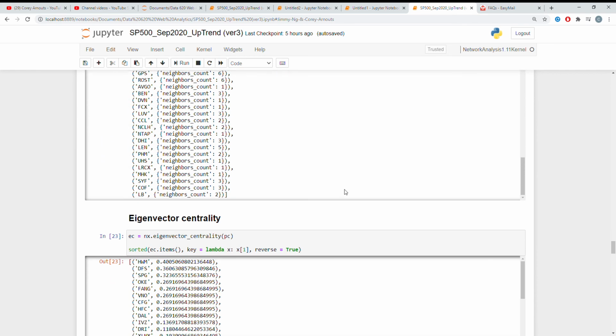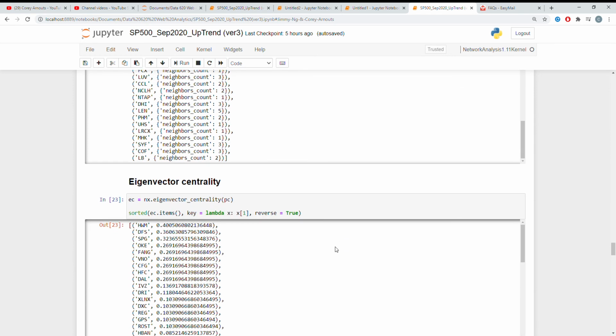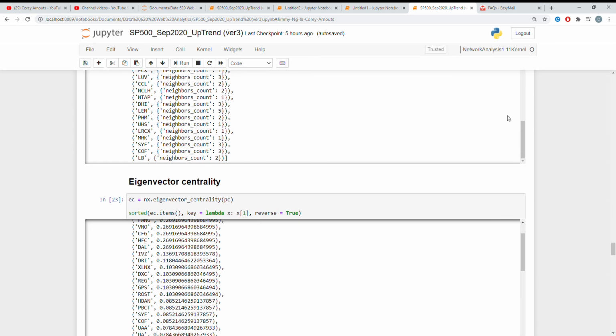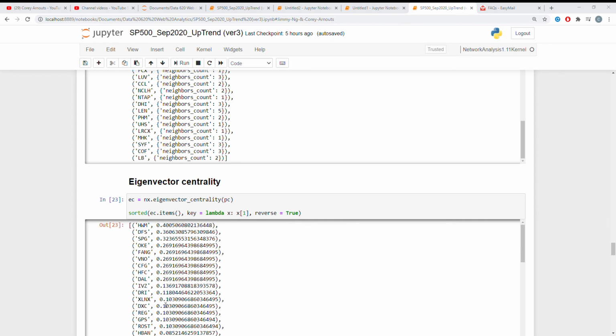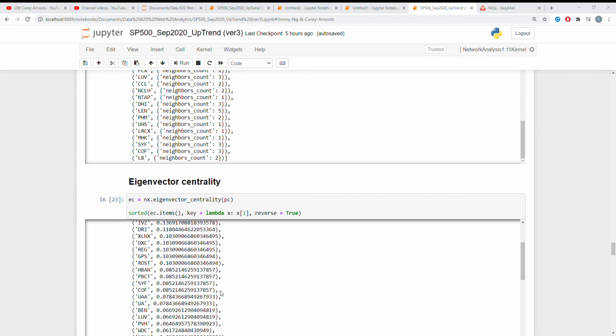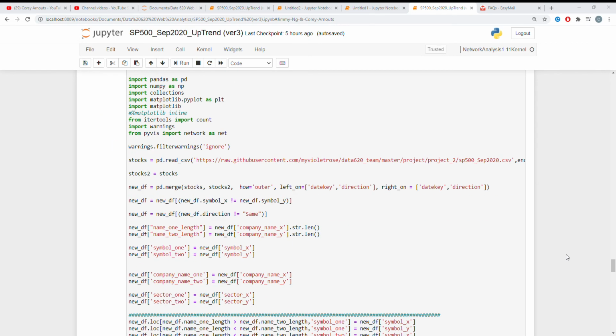We do a neighbor count and eigenvector centrality. So this HWM, I'm not sure what it is, so I'm going to check real quick. Howmet Aerospace. So they're the most connected, and some of these other ones are slightly less connected.